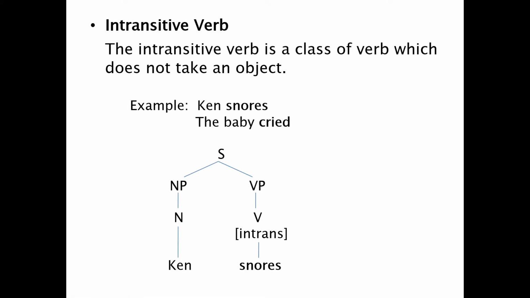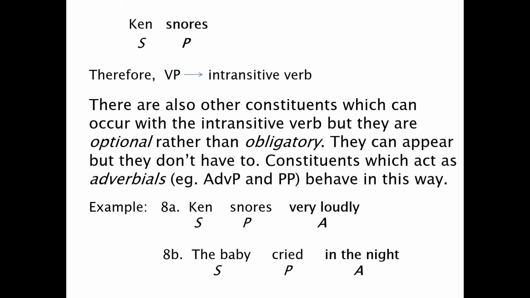So as you see, we have a sentence here. We have the sentence, noun phrase, we have noun, and then we have verb phrase intransitive, snores. Last time I said that the two most important elements of a sentence are the noun phrase, which is the subject, and the verb phrase, which is the verb. And remember, not all sentences must have objects. So here we have Ken snores, we have subject, and we have a predicate or the verb. Therefore, verb phrase consists of intransitive verb.